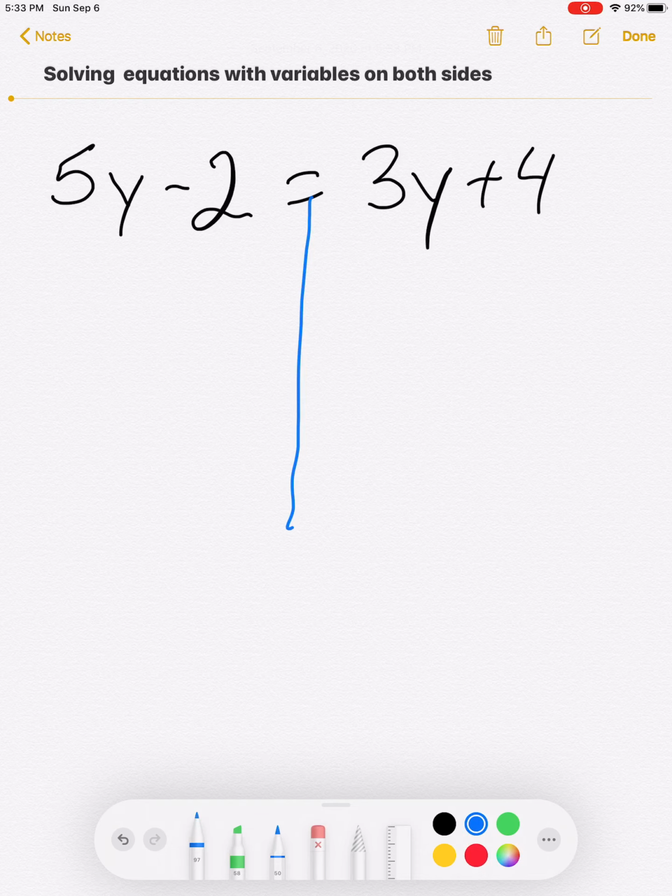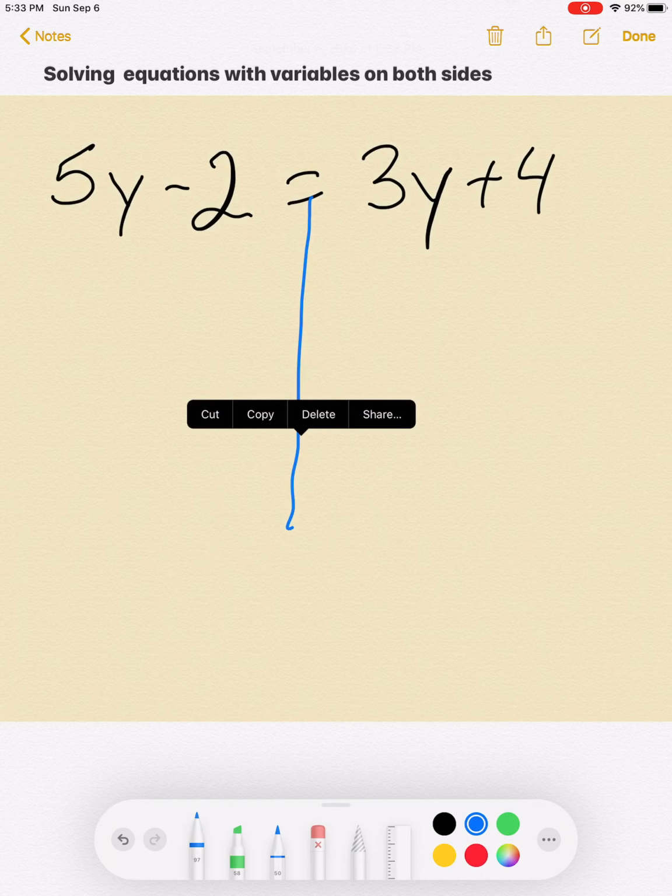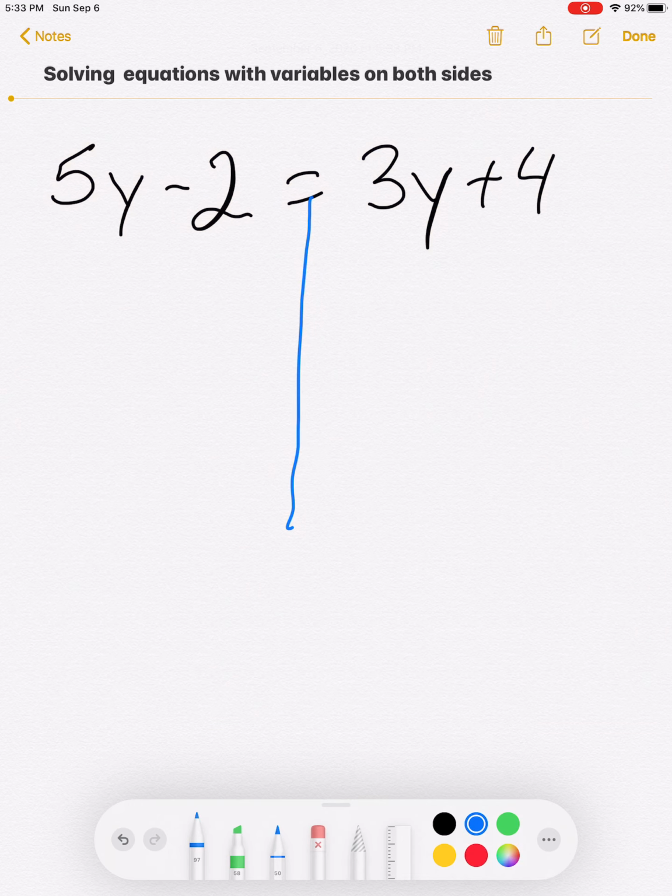So I'm going to move this 5y here over to the other side. So the inverse, the opposite of a positive 5y, is going to be minus 5y. So I have my minus 5y.